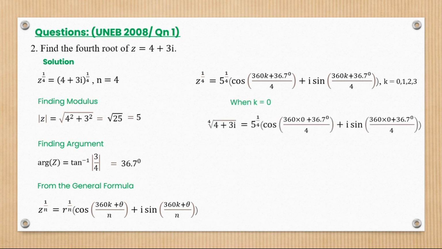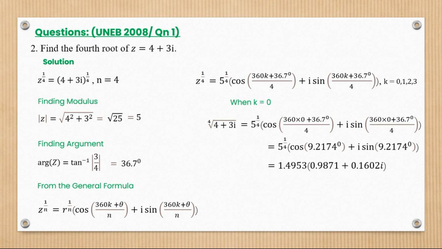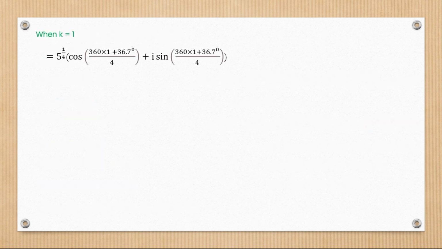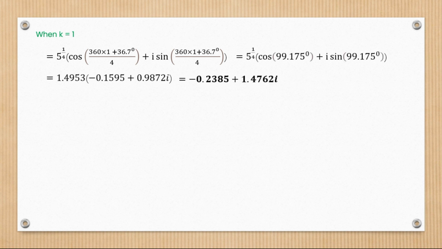So when k is 0, we substitute in the values, and you can see that r, of course, is 5, because we have to find the fourth root of 5. Then when we substitute in the values, this is what we end up having. And the 4th root of 5 is 1.4953. So when we multiply the values in brackets, this is what we end up having. Since the number of decimal places was not specified, we can leave it to 4 decimal places. So that's when k is 0. When k is 1, this is what we end up having. And then we can see that this is what we have. And then multiply that into the bracket, and we have negative 0.2385 plus 1.4762i.